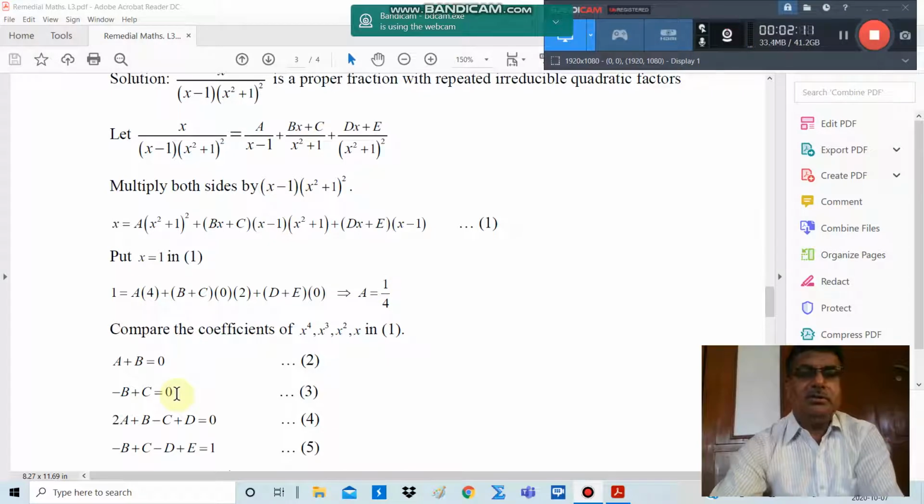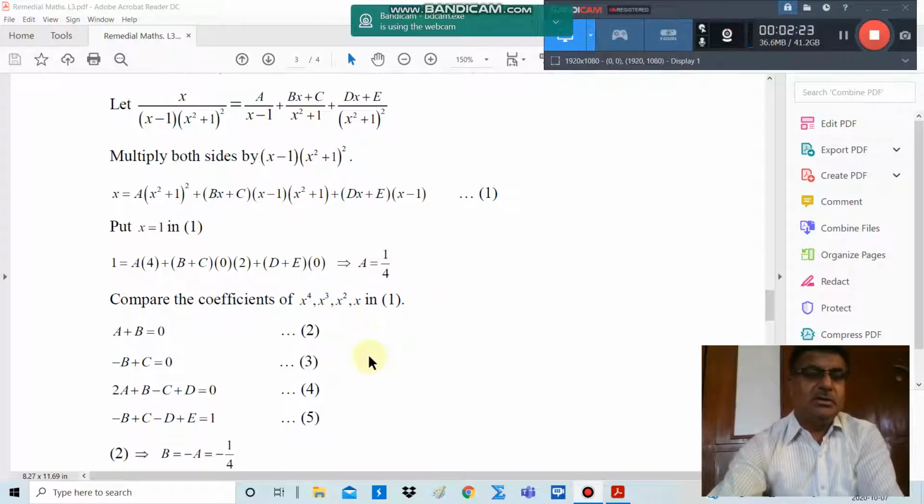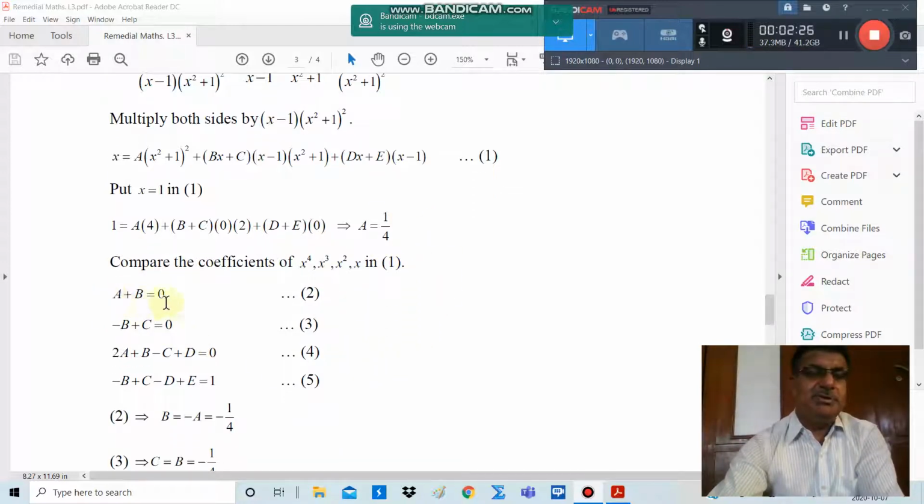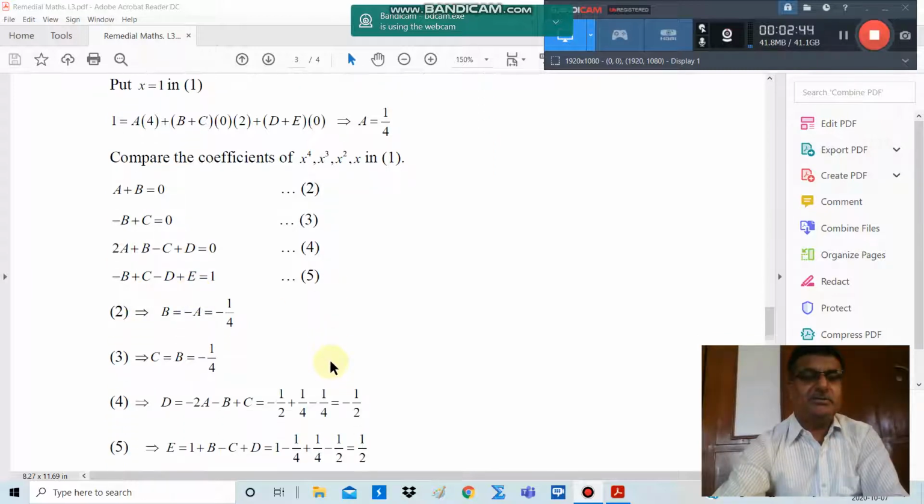Now for other unknown terms, compare the coefficients of x power 4, x cube, x square, x in equation 1. We get a plus b is equal to 2. Say this is equation 2, and minus b plus c equal to 0. This is equation 3. 2a plus b minus c plus d equal to 0, equation 4, and minus b plus c minus d plus e equal to 1. This is equation number 5.